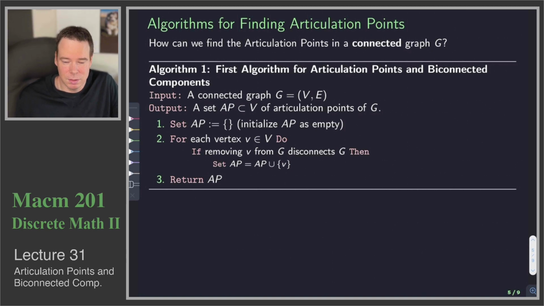An articulation point is a point that, when you remove it, the graph becomes disconnected. So that's our first algorithm. We take as an input a graph, and we return as an output a set of vertices, which are the articulation points. How do we find them?